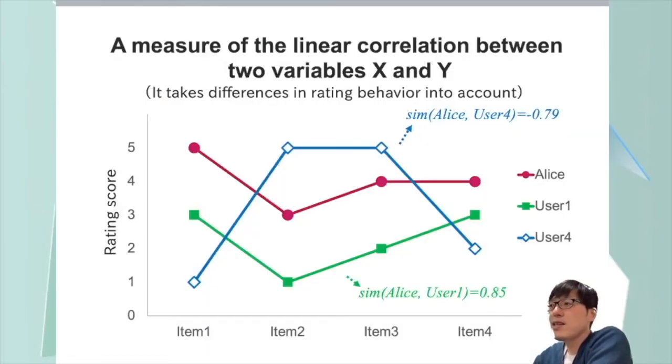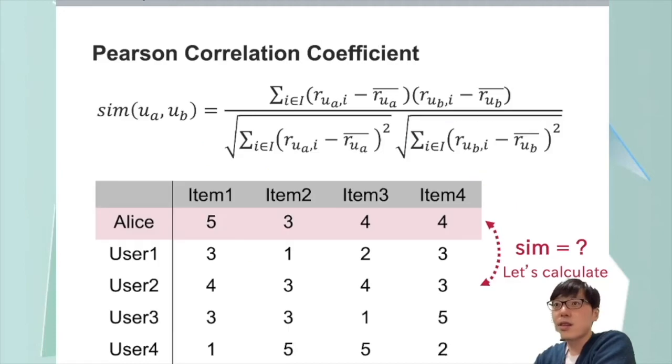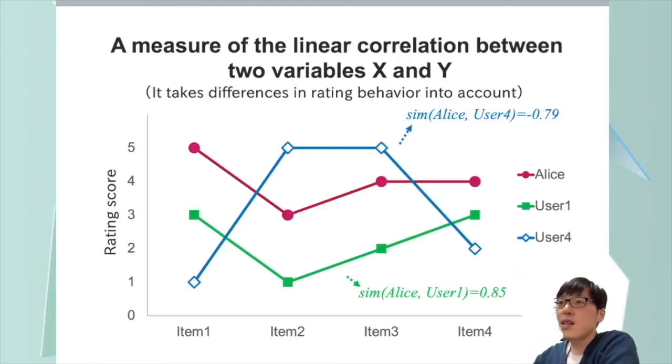Here, this graph indicates the rating scores of each user. The graph has the same information as this table. As you can see, user 1, the green line, gave smaller scores than Alice. But user 1's rating trend is very similar to Alice's rating trend. The Pearson correlation coefficient is a measure of the linear correlation between the variables x and y. The correlation coefficient can catch the trend similarity by ignoring the magnitude of the values. Okay? This is the advantage of the Pearson correlation.